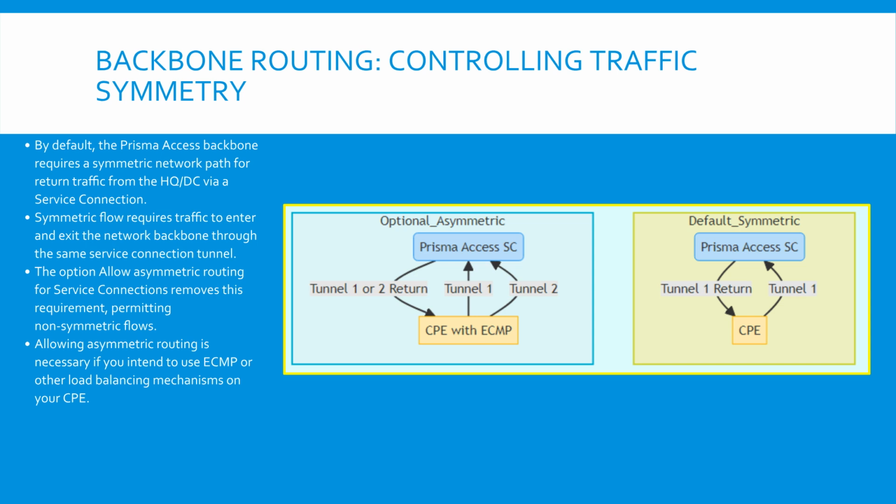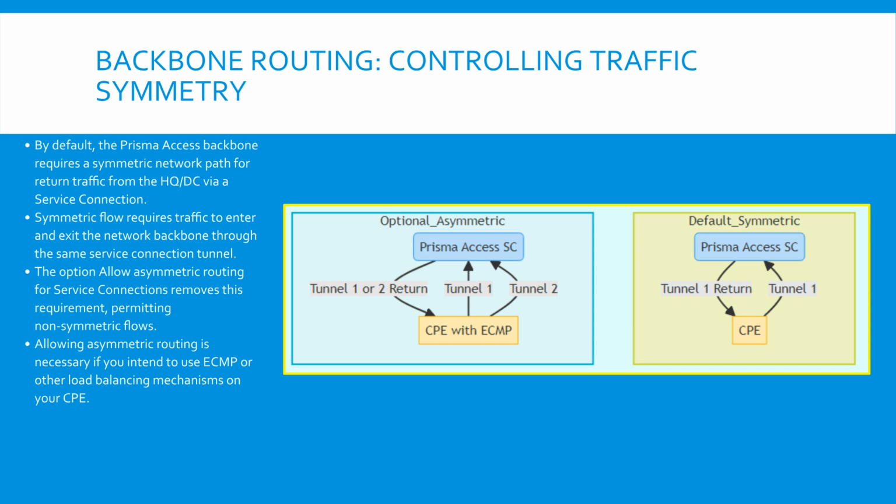This diagram illustrates the two main flow patterns related to backbone routing symmetry. The top box shows the default symmetric flow. Here, traffic leaving the customer premises equipment, node A, through tunnel 1 to the Prisma Access service connection, node B, must return precisely through that same tunnel 1. This ensures a guaranteed symmetric path.